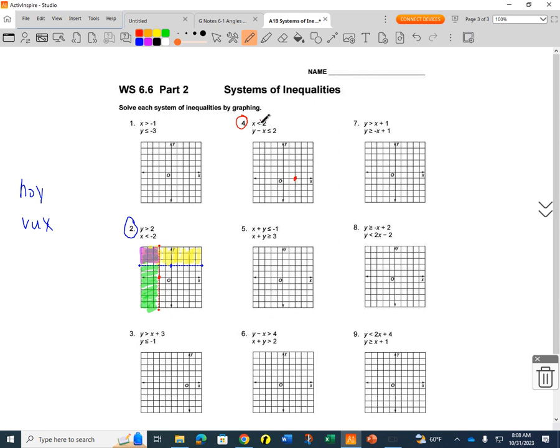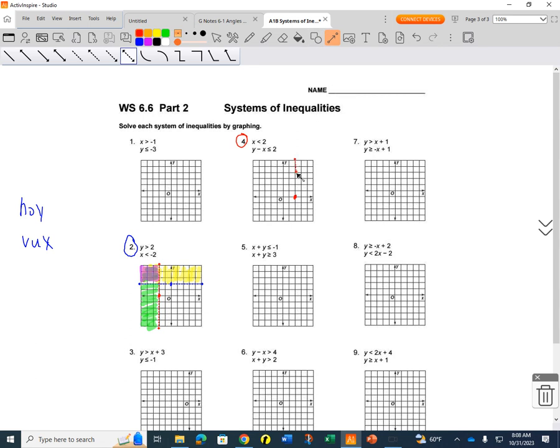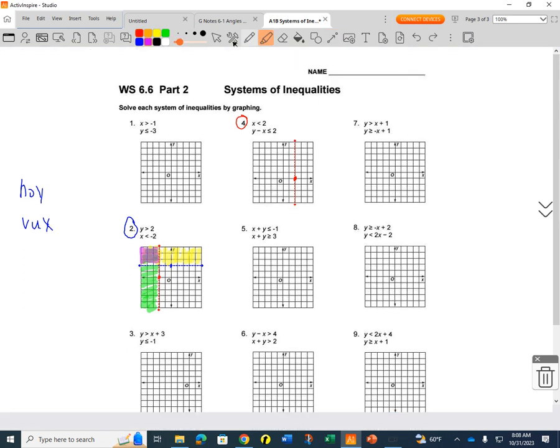It is a dotted line because there's no line underneath. It is shaded to the left. The numbers less than 2 are all to the left, so we're going to shade this way. Alright, and now the other line is not solved for y.